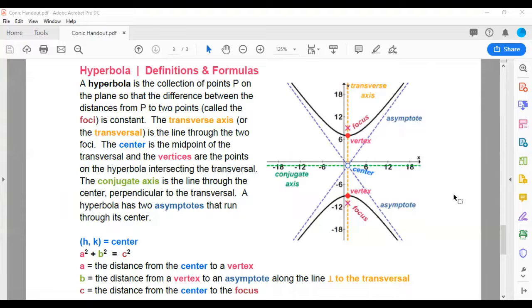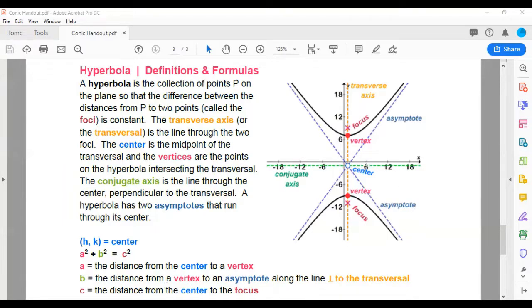So as with the ellipse, A is the distance from the center to the vertex, and C is the distance from the center to the focus. So that's the same as it was on the ellipse. A is the distance from the center to the vertex, and C is from the center to the focus. Cool. B is a little bit harder to explain, as you can see here.